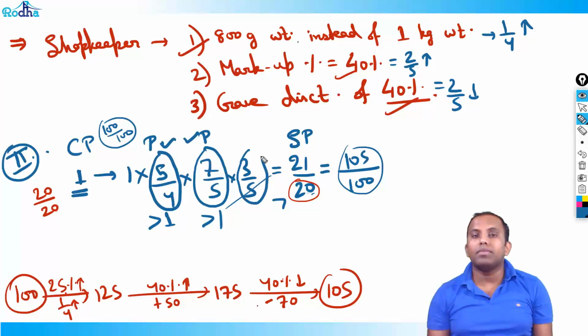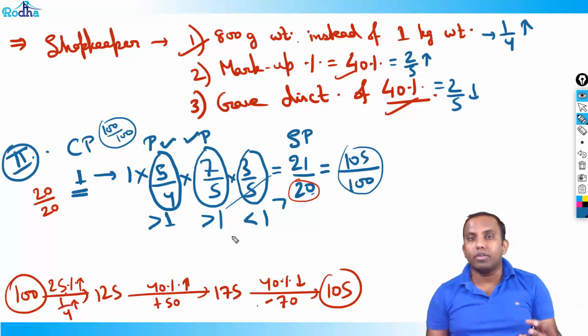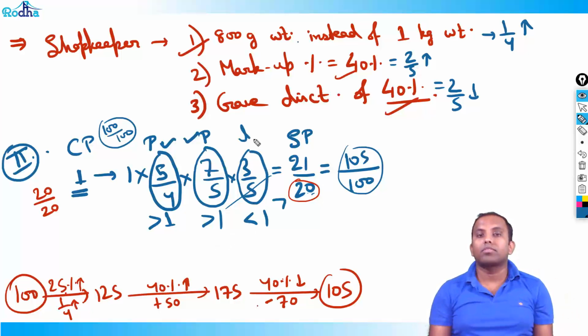Now this is 3 by 5. What is 3 by 5? It is less than 1. That means if you multiply a number by something less than 1, that number will decrease. 10 into 0.7 is 7 only. That number will further decrease. So that means this shows his loss. So I should write increase, increase, increase and decrease here.